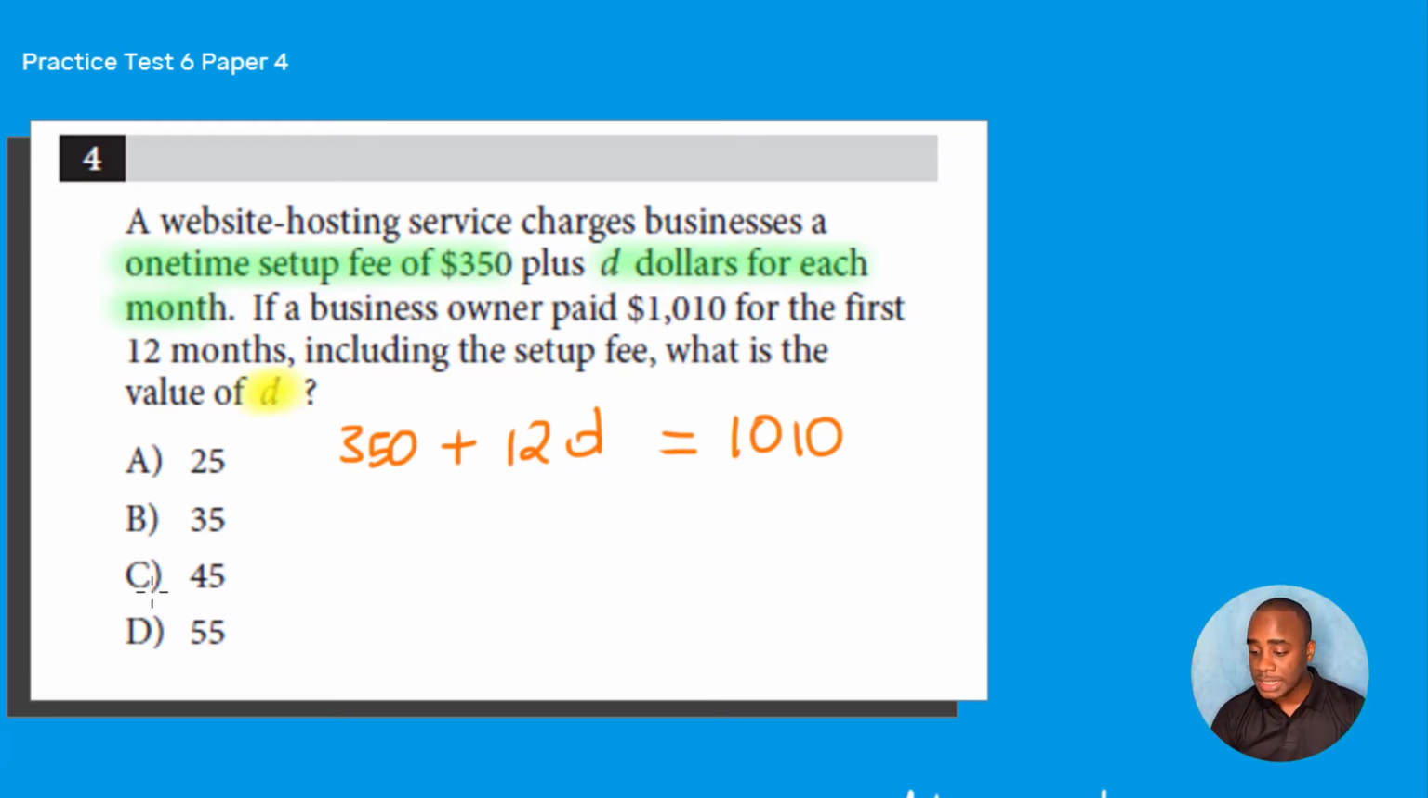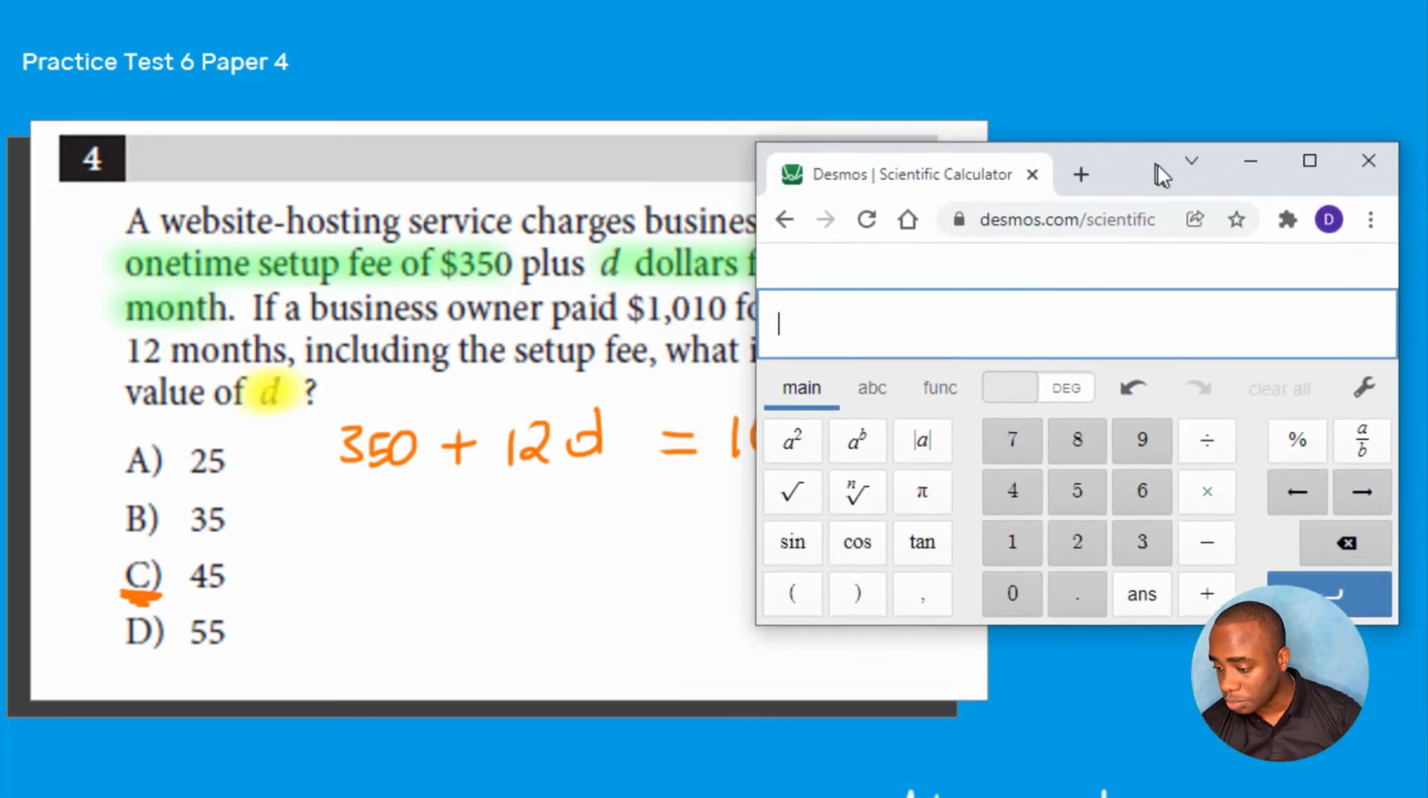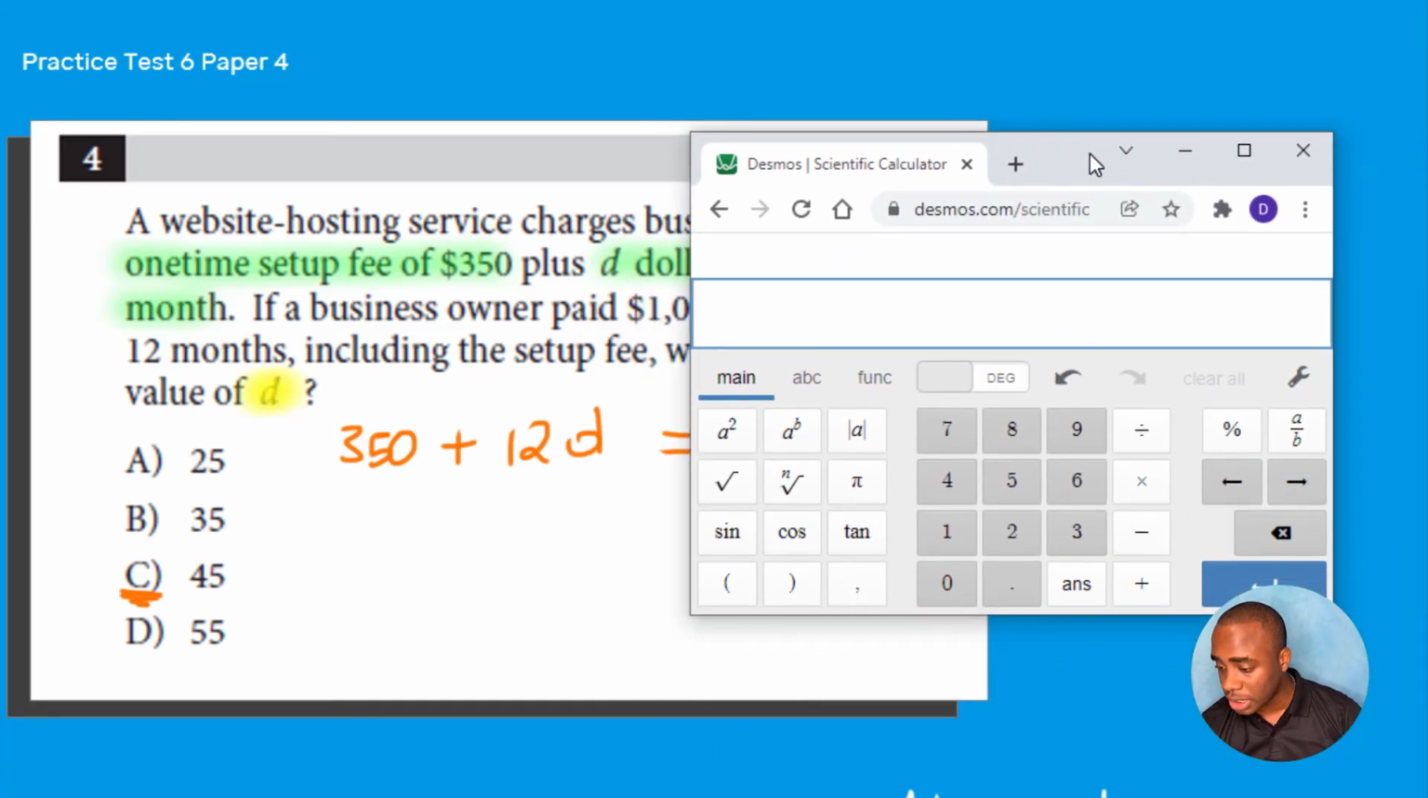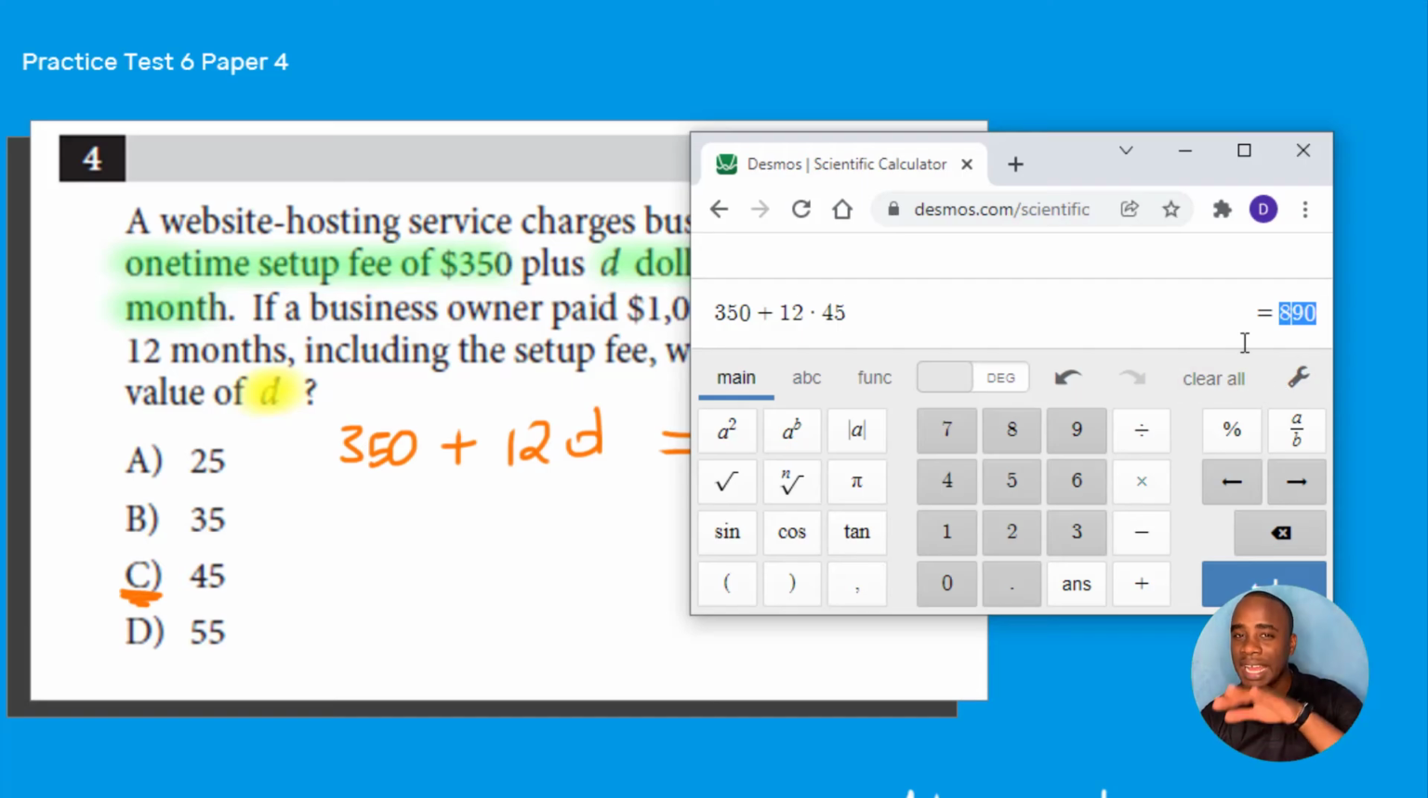Let me start with C. Now C is 45, and this is the calculator section, so I'm going to get my calculator and I'm just going to plug this in and see if it works. So does 350 plus 12 times 45 give me 1010? No, it gives me an answer that is less than that. So that means my answer has to be higher than 45. The only option here is D, so my answer has to be 55.